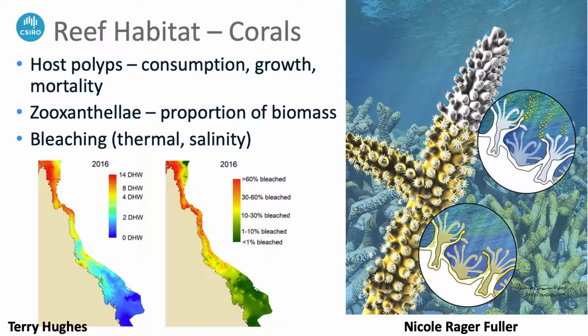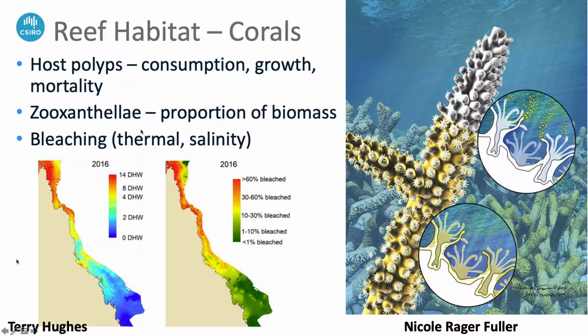A place that we've put a lot of effort into over the last 5 years is the representation of corals, where we represent the host polyps and their explicit processes of consumption, growth and mortality. And then we did try modelling the zooxanthellae explicitly, but it didn't work very well. So what we've ended up doing is tracking the proportion of the total coral biomass that's made up of zooxanthellae, so that we can track the bleaching events more easily.